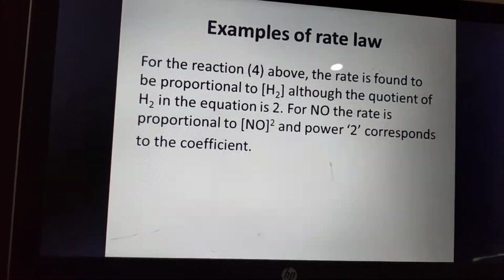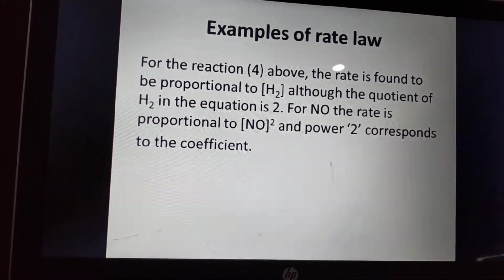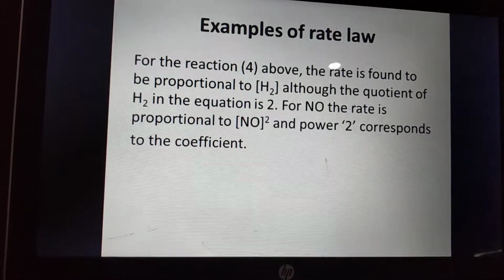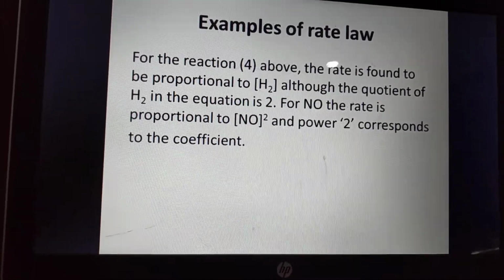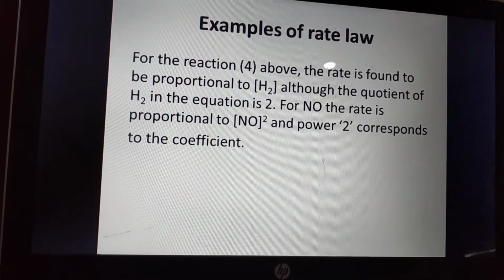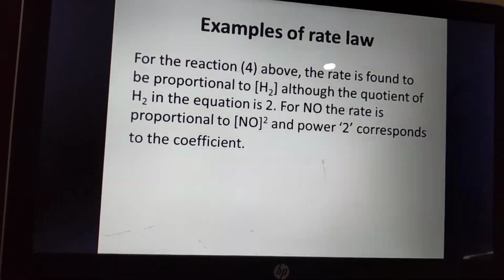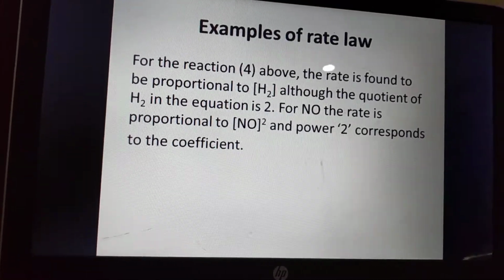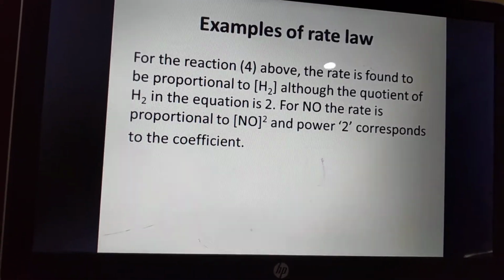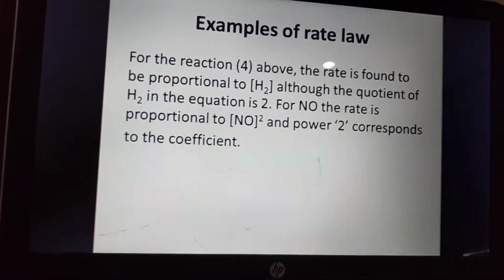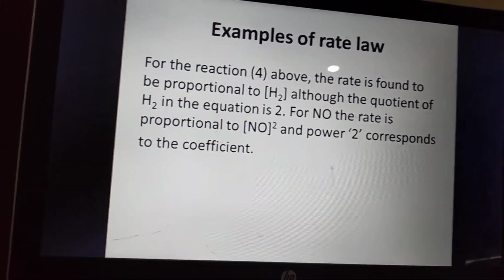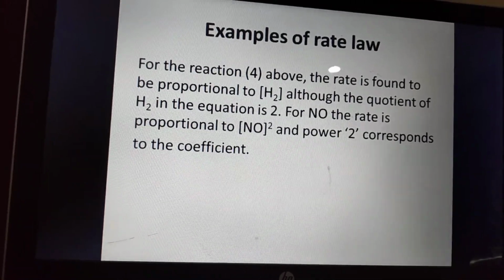Here the rate is found to be proportional to the molar concentration of hydrogen, although the coefficient of H2 in the equation is 2. For nitrogen oxide, the rate is proportional to the nitrogen oxide molar concentration raised to the power 2, and power 2 corresponds to the coefficient. So this is the end of the lecture.